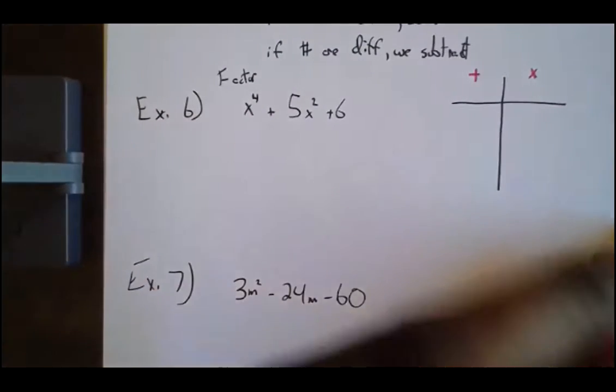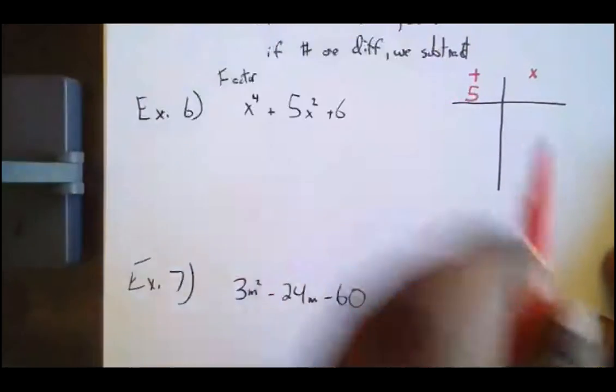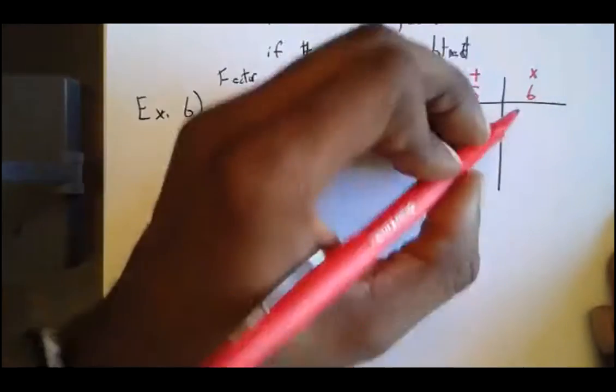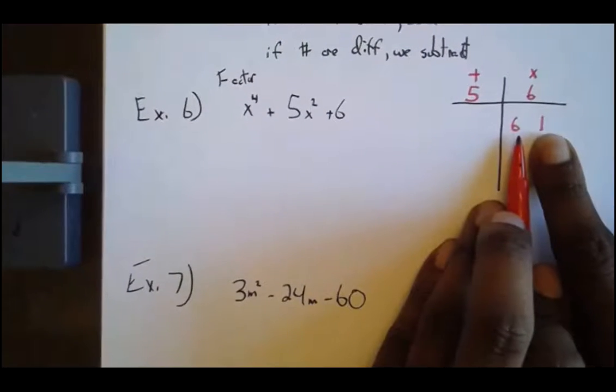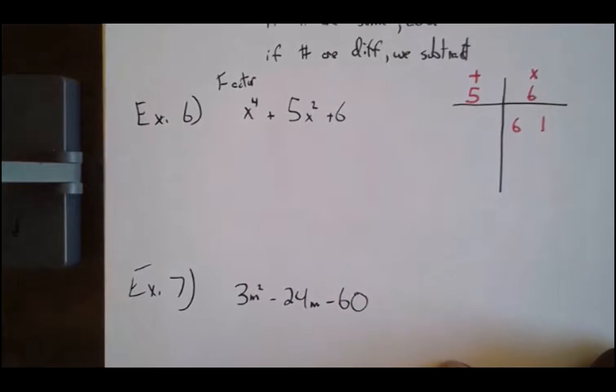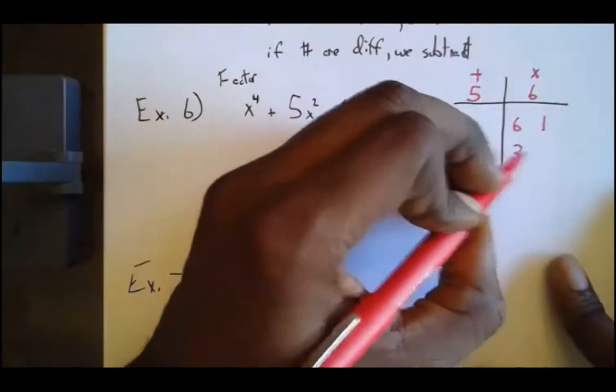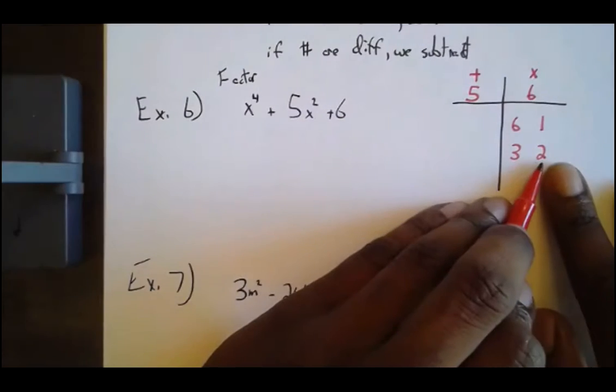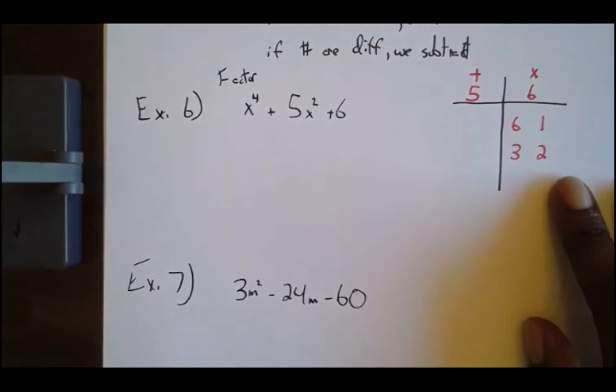You said 5? Yep. What number here? 6. Do you want me to use 6 times 1 as my answer, or do you want me to use 3 and 2 as my answer? 3 and 2. Okay, 3 plus 2, 5.